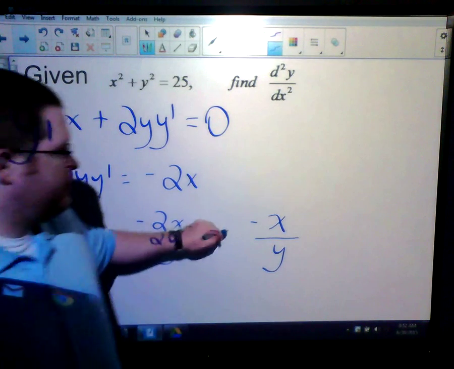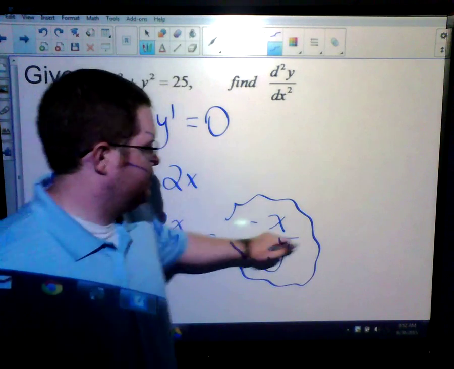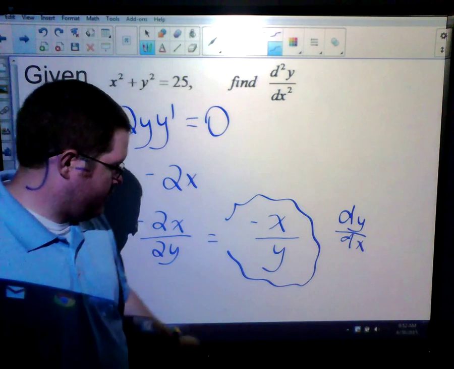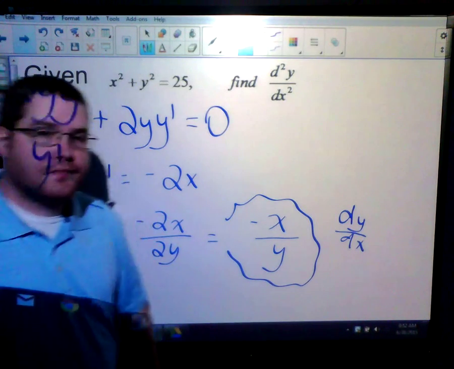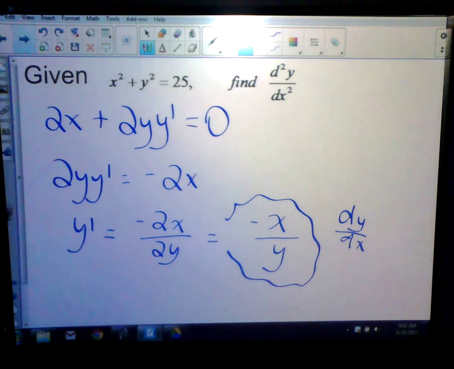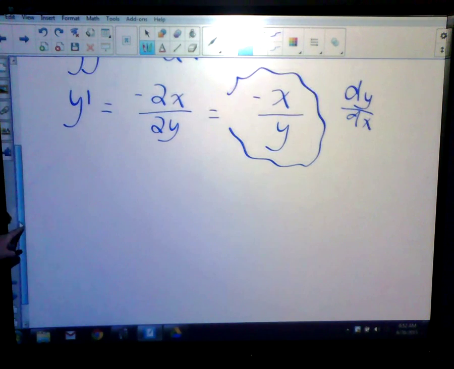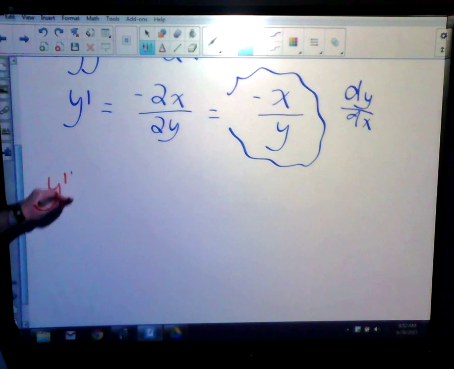So this is my first derivative. But now I need the second derivative. So let's just take the derivative of both sides. What is the derivative of y prime? y double prime. Oh look, that works out.